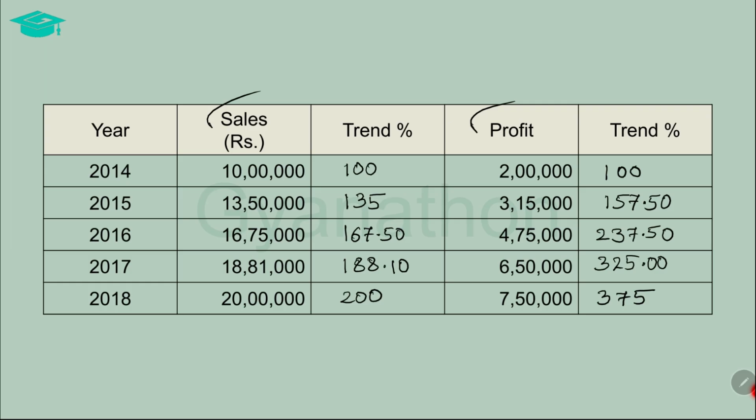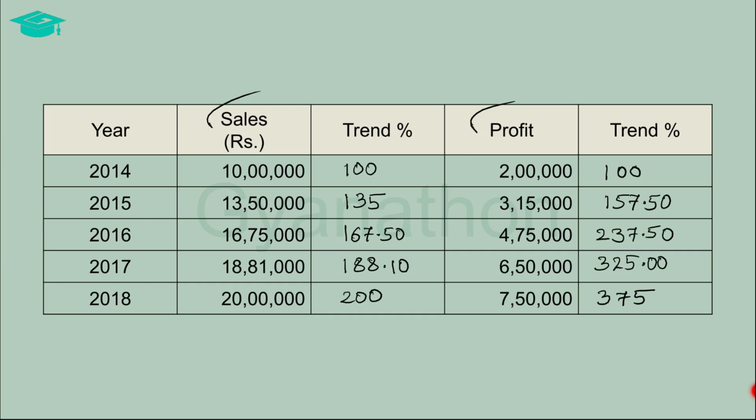With this calculation, we can evaluate the trend that a company follows in its sales and its profits. From 2014 to 2018, the sales have gradually grown 200% to become double of what it was in 2014. However, the trend of profit growth shows that the profits have grown more than 3 times, that is, profits have grown 375% or 3.75 times of what it was in the year 2014.